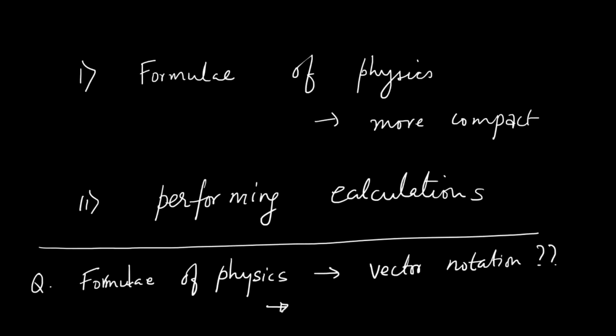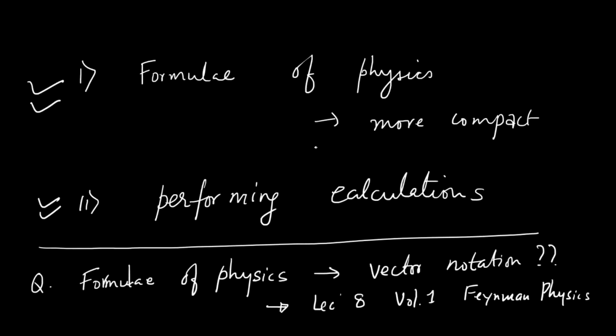I would suggest you read lecture 8 of volume 1 of the Feynman Physics lectures. This can be a good reading, and you may have to reread before you actually get on to it, but that's fine. Let's instead focus on our immediate concern, that is these two aspects. So the first is the vector dot product.